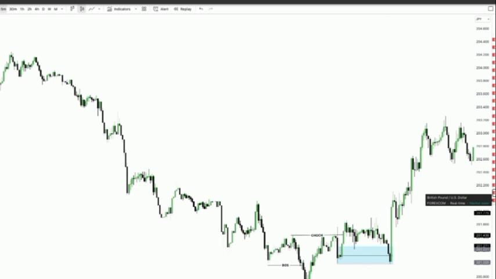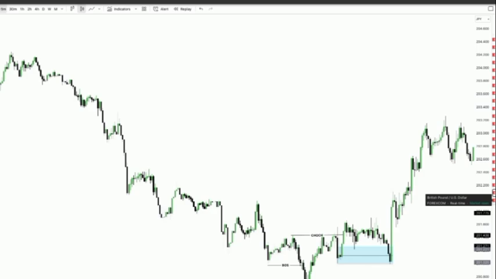So first of all, I'm going to explain what a flip zone is so that you don't mix up flip zone and breakout block. And by the way, if you've not watched my video on breakout block, do well to click the link in the description box below to watch it, so you can have a full understanding of the differences between breakout block and flip zone.